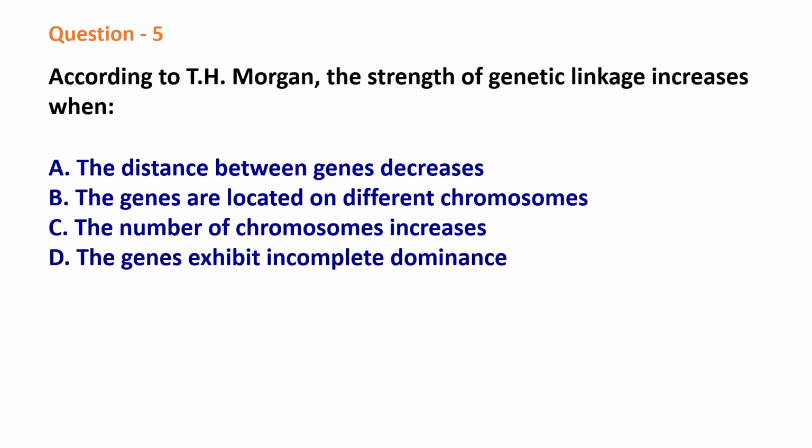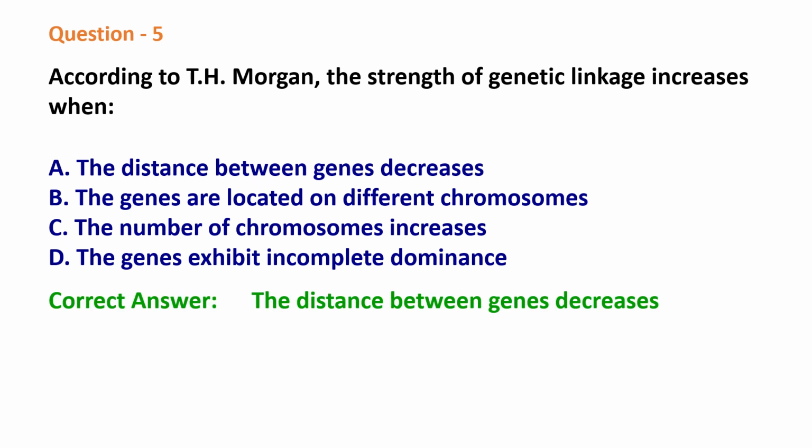Question 5. According to T.H. Morgan, the strength of genetic linkage increases when the distance between genes decreases, the genes are located on different chromosomes, the number of chromosomes increases, the genes exhibit incomplete dominance. The correct answer is distance between the genes decreases.